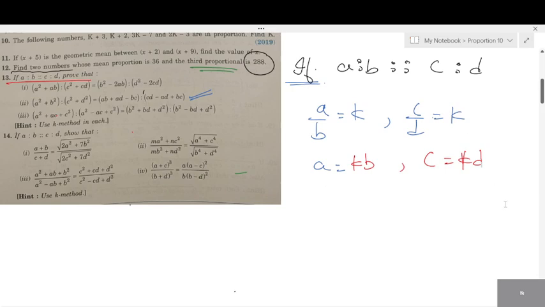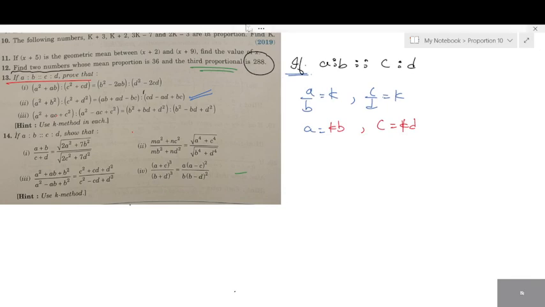All of you will remember this? You will remember how to solve? Yeah, try this question 14. First one.